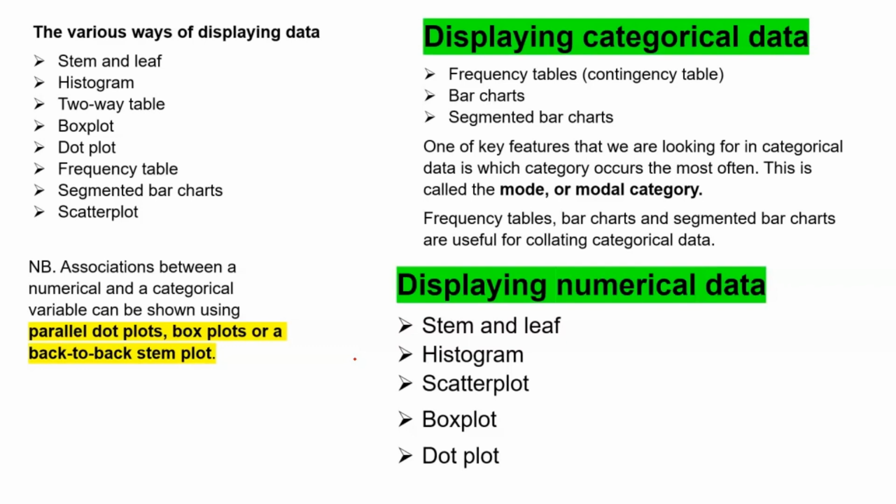For numerical data, we could use a stem and leaf plot, a histogram, a scatter plot, a box plot, or a dot plot. Those are the different ways we could use. If the data we're dealing with is numerical and categorical, we could use parallel dot plots, a box plot, or a back-to-back stem and leaf plot.